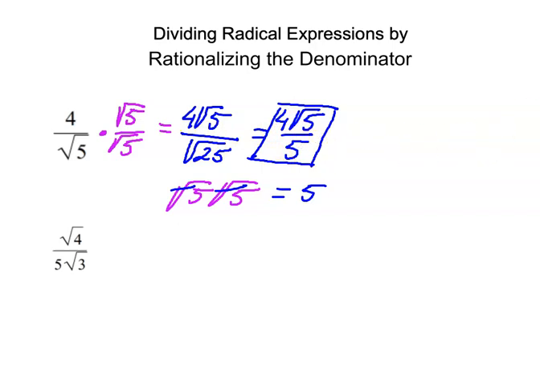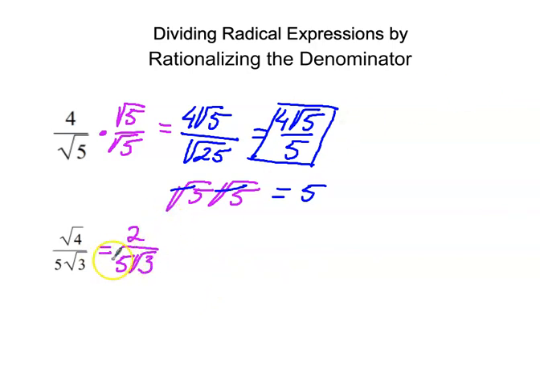Okay, so let's look at square root of 4 divided by 5 square root of 3. All right, we already know that square root of 4 is 2. So we're just going to write 2. Over here in the denominator, I'm just going to copy this for now, and write 5 square root of 3 because there is nothing else we can do. And I want to rationalize the denominator.